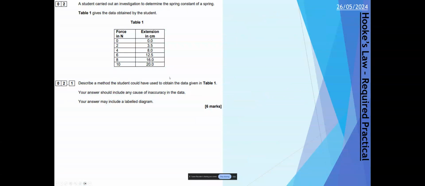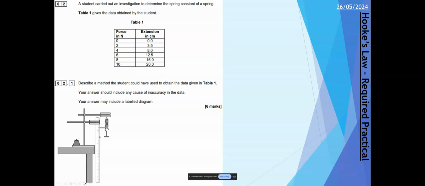Now, this is basically a method for what we do for the required practical. So run through it, make sure you remember it. You've all done this before. This is just revision. So we've got data in the table from an example of a student completing the investigation. We have to use this data in our method. The force is going up in twos, and they hang these weights, which represent each of these forces, on a spring, and that shows how much the spring is extended by.